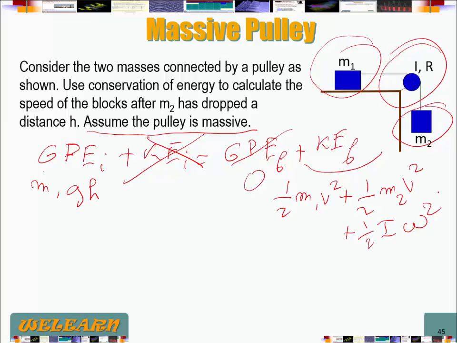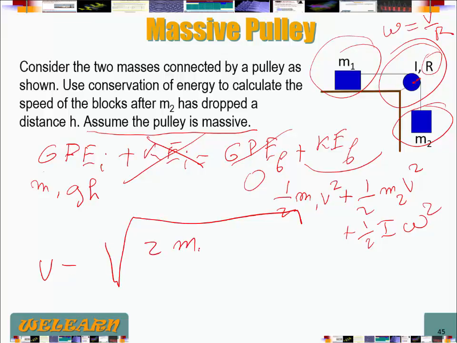Now, they're giving us the radius of the pulley. Omega is related to the velocity of the edge, which is the velocity of the string, by omega is equal to v over R. So this is 1/2 of I v squared over R squared. In other words, my v in this case, and I'm skipping steps, is the square root of 2 m2 g h over m1.